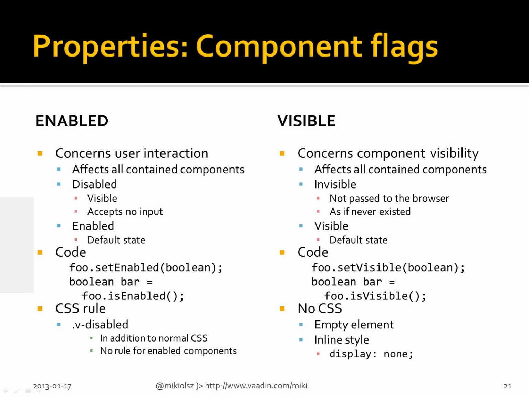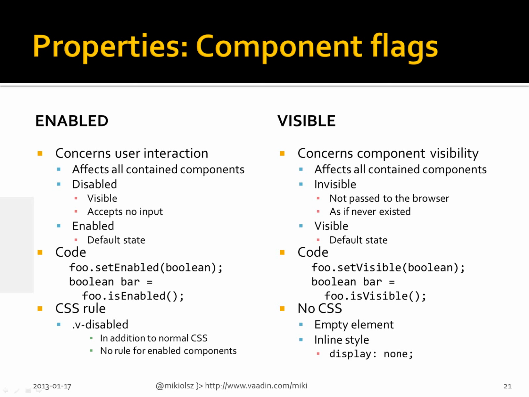Finally, there are 5 component flags, as I would say, which means these are Boolean properties. Two of them, probably the most important, are enabled and visible. Both concern user interaction, in the sense that enabled means that the component is there and it's enabled or disabled to take input from the user. Disabling a component means that you are disabling all the components it contains as well. And enabled is, of course, the default state. And the CSS rule v-disabled is present in addition to all classes that the component might have. And of course, there is no rule for enabled components, because that's their default and normal state.